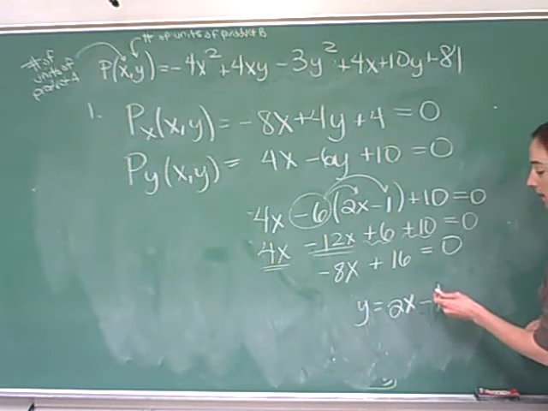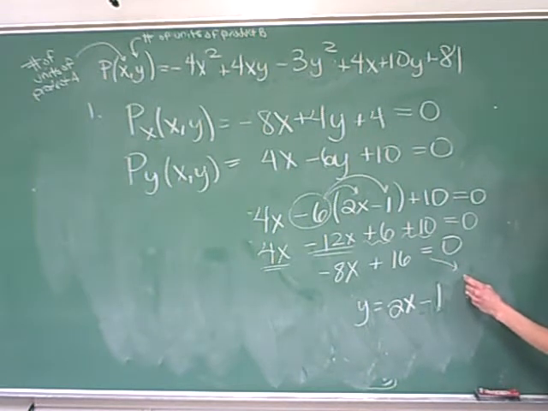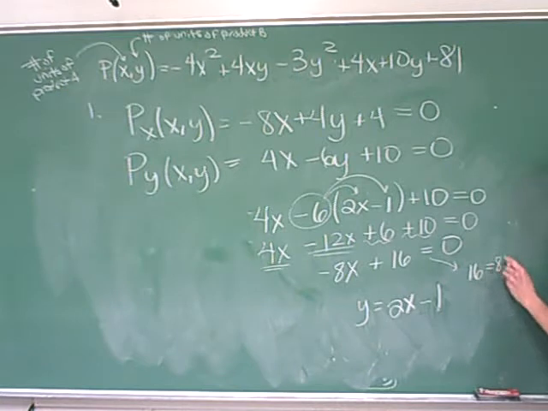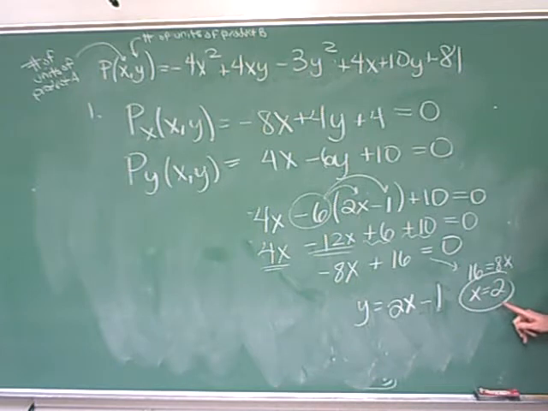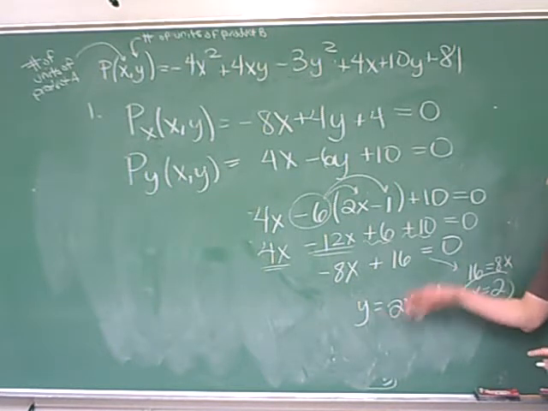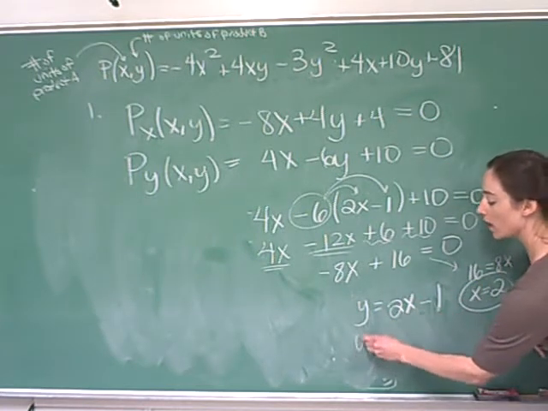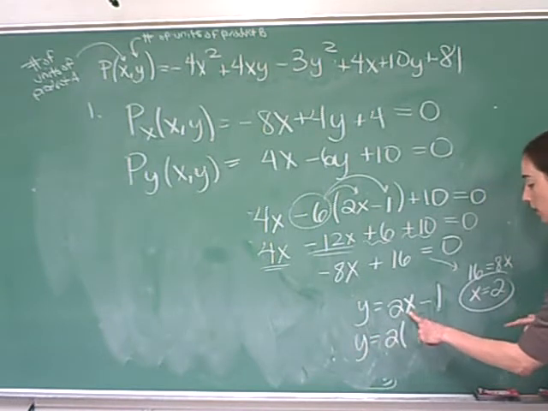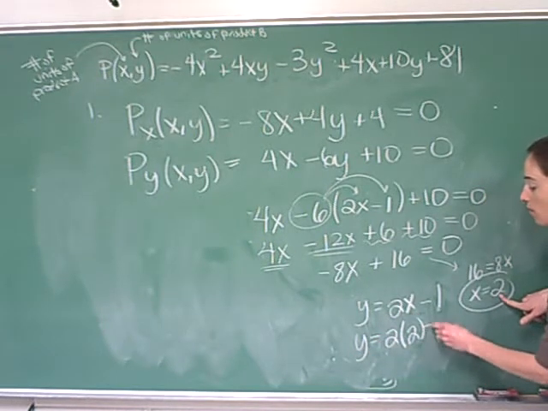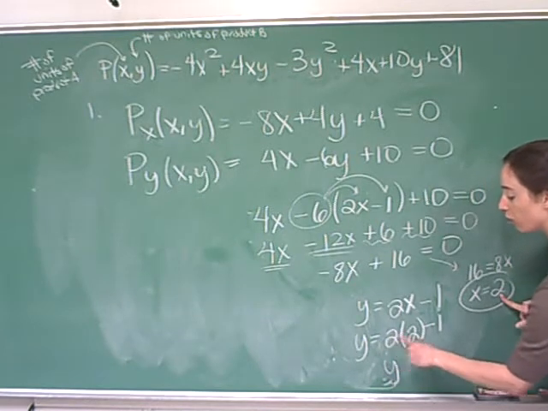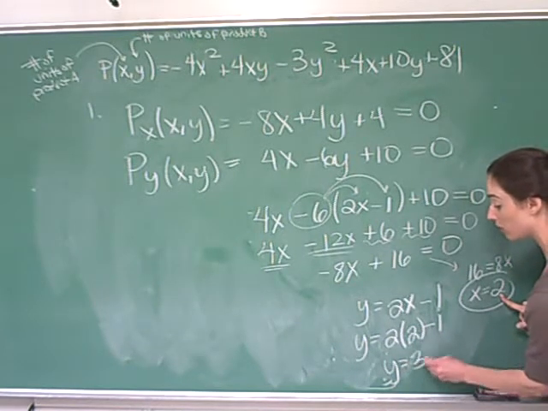Oh my goodness, I'm running out of space. I'm going to move over here. That would give me 16 equals 8x. So x must be 2. So x equals 2, that's the x-coordinate of my critical point. Now to find the y-coordinate for the critical point, I'm going to take this x value and replace it in either of these equations. I'm going to replace it down here. So I can see that the y-coordinate is going to be 2 times the x-coordinate, which I'm claiming is 2, minus 1. So that would give me 4 minus 1, that would give me 3.